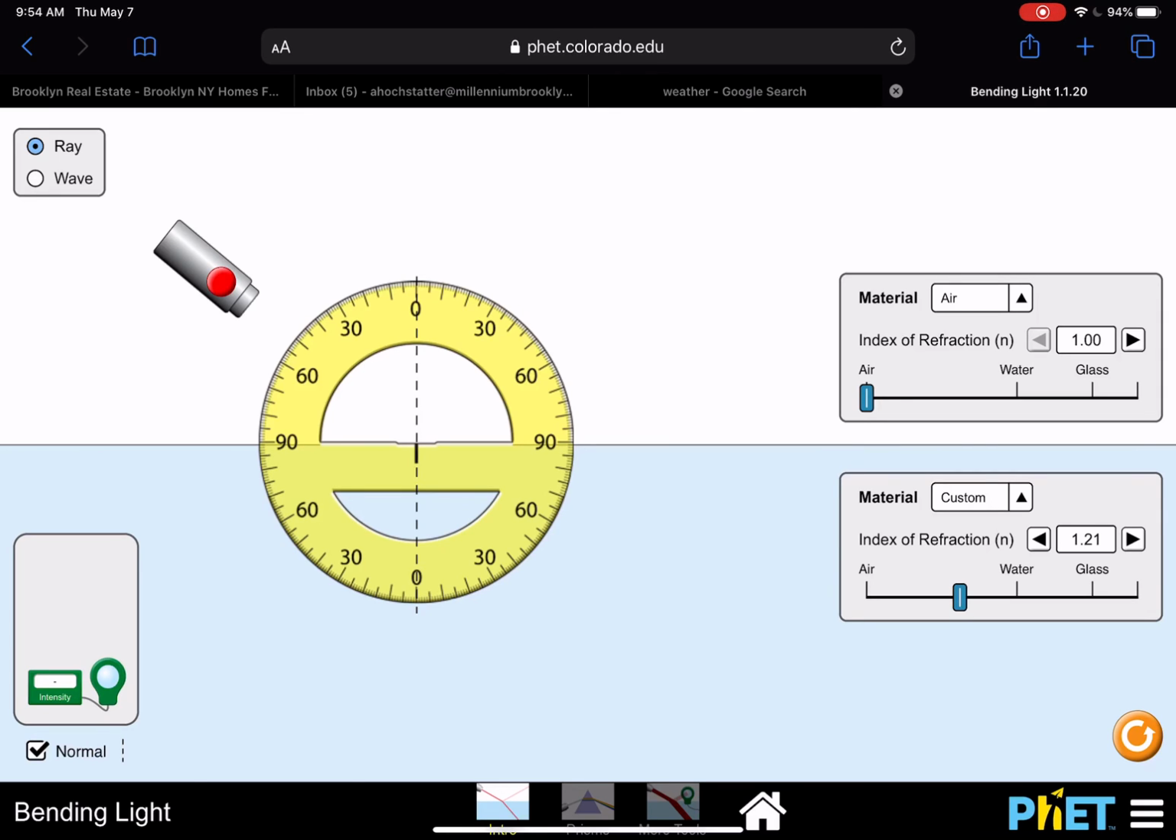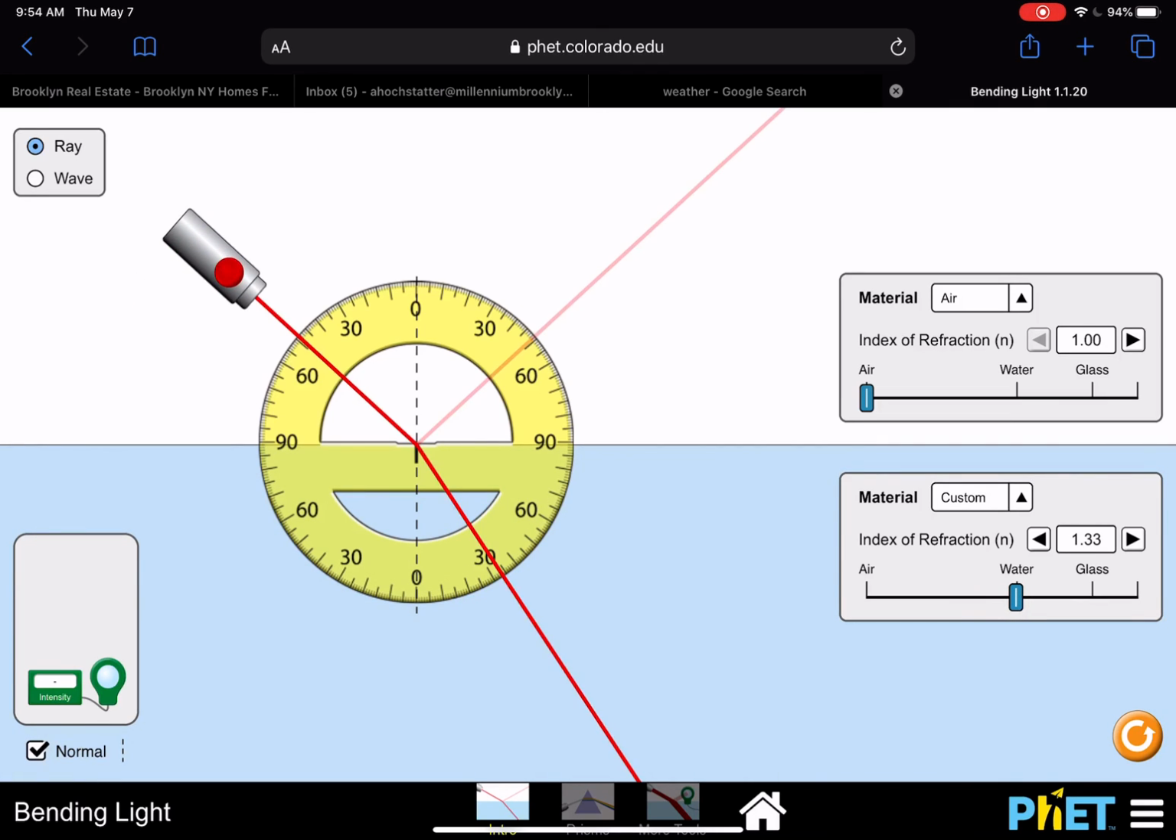So that's the first experiment, and I'm going to put it back to water. Oops, just to show. And again, you're going to predict, if I change the index of refraction, so the bottom part, if I change the material, is this angle going to get bigger, smaller, or the same? That's what you're trying to figure out. And you're going to make a prediction based off that. All right.